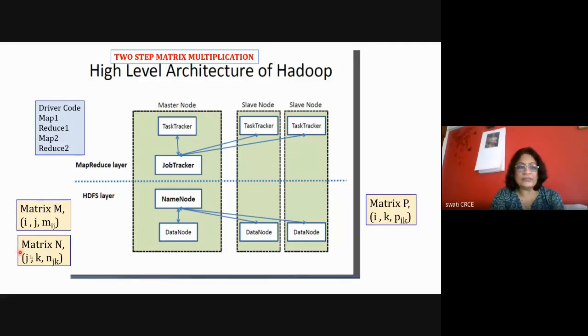Like here in the example of matrix multiplication, your matrix M is stored in this manner. A particular element of matrix M, Mij, is stored as the group of three elements i, j, Mij, where 1, 1, 2 indicates that M11 is equal to 2. So every element of the matrix may be stored on a different data node. If you have a 2 by 2 matrix, there are 4 elements, and 4 data nodes may be selected where each data node is having one element of the matrix.